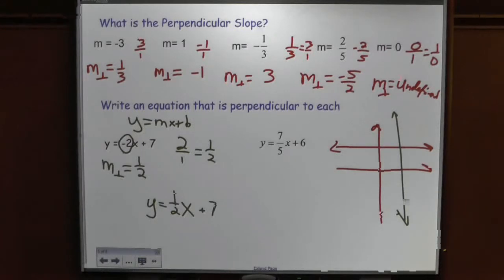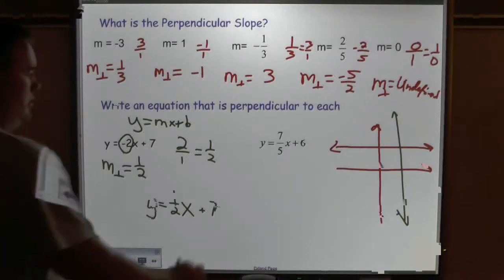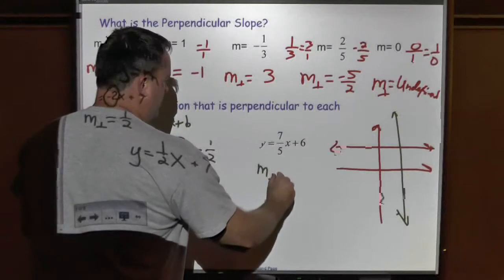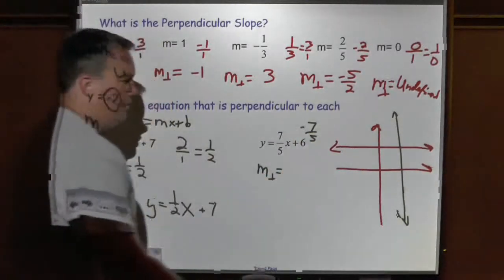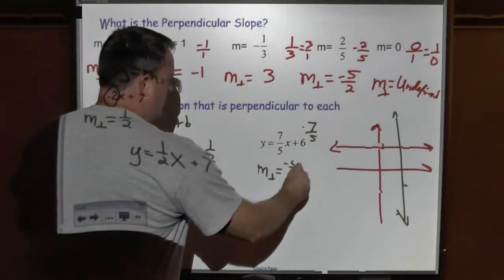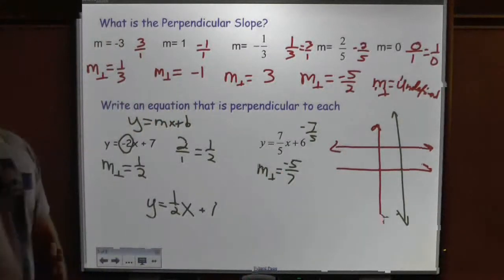All right. The next one, same basic idea. Write an equation that's perpendicular to y equals 7 over 5x plus 6. Well, perpendicular slope. Take the opposite, you get negative 7 over 5. The reciprocal, flip it, you get negative 5 over 7.